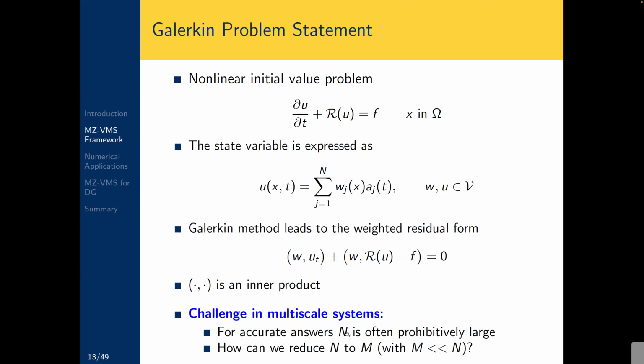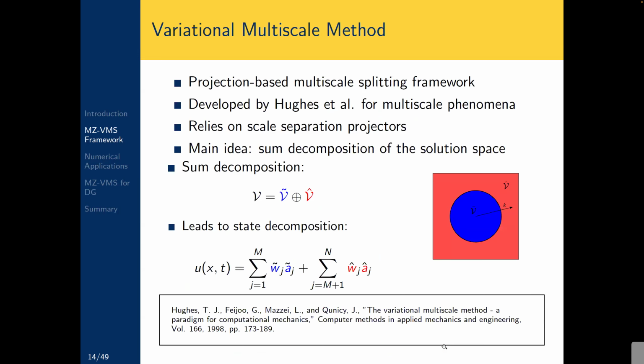So it's going to be on the order of billions, if not more, for a lot of the applications that we care about. So then, of course, the goal is how do you reduce n to m in an efficient manner, where m is going to be much less than n. And what we're going to do is start with the variational multiscale method, outlining how we're going to do this.